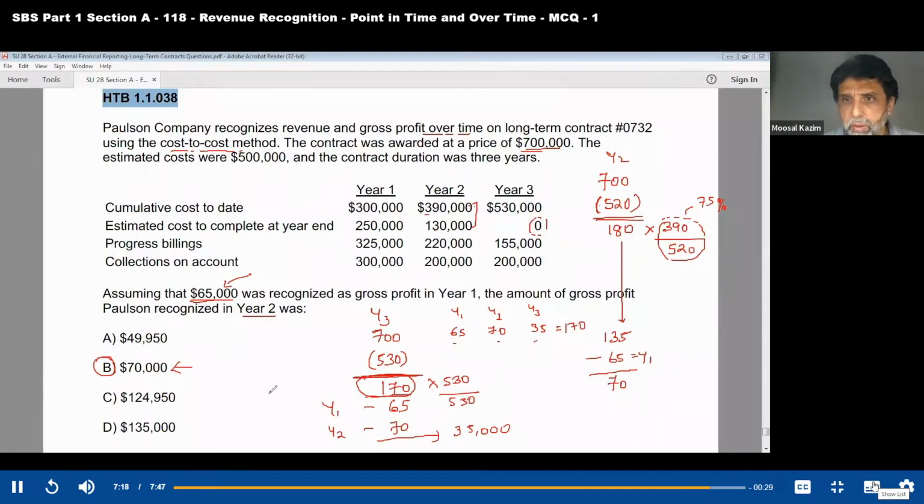So this is how to do an over time profit calculation when there is more than 1 year involved. I hope you got the concept very clearly on this. We'll do the accounting entries for the same question using the same data in the next session. I want to keep the video short so that you can concentrate on one concept at a time.